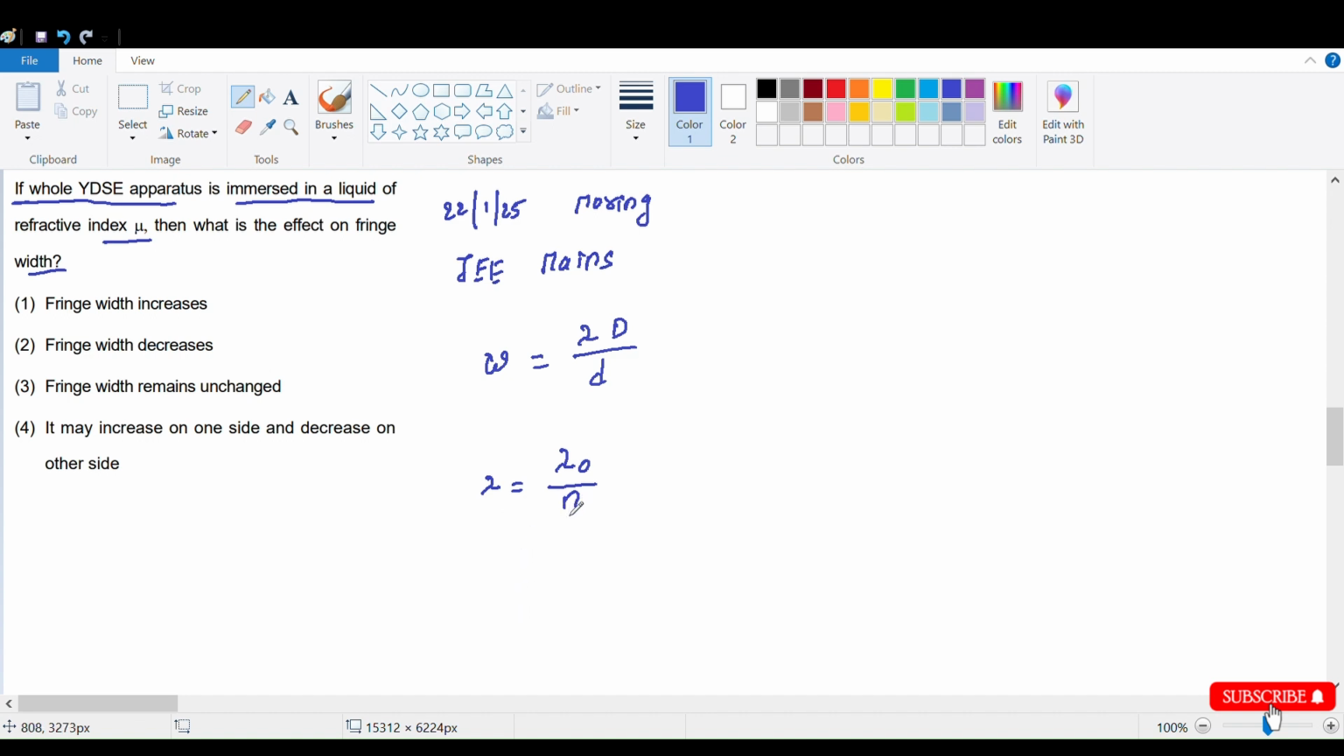So when you immerse it in any liquid whose refractive index is mu, lambda will decrease by a factor of mu. So of course the fringe width also decreases, it is lambda D by d. 1 by mu times the width will decrease. Fringe width increases, no; fringe width decreases, yes; remains unchanged, no. The second option is the correct answer.